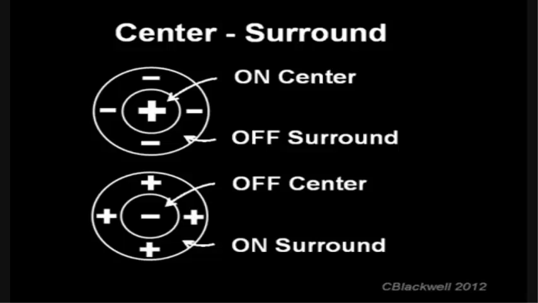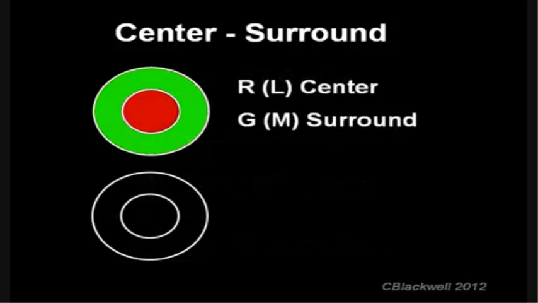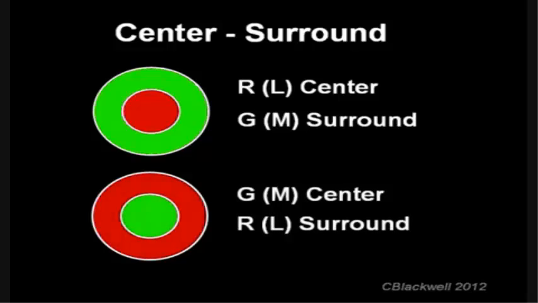Color vision researchers have found 4 arrangements in the retina. 1, a center of red cone activation with a surround of green cone inhibition. 2 is a green center with a red surround. Technically, blue also inputs into this system.